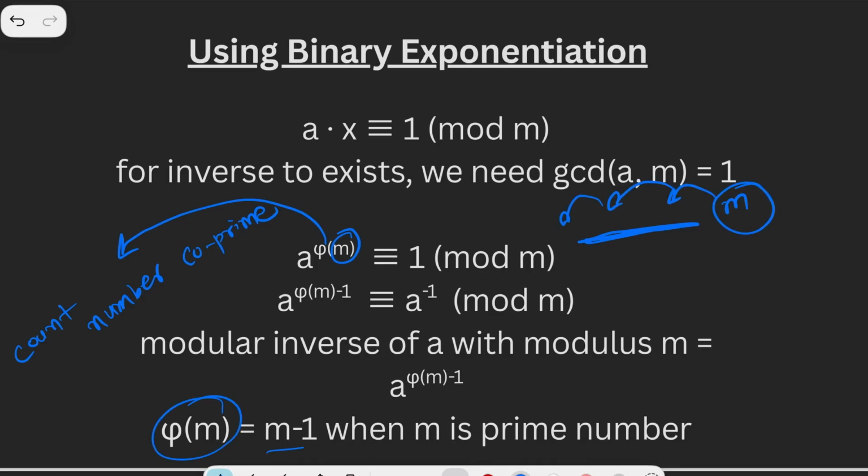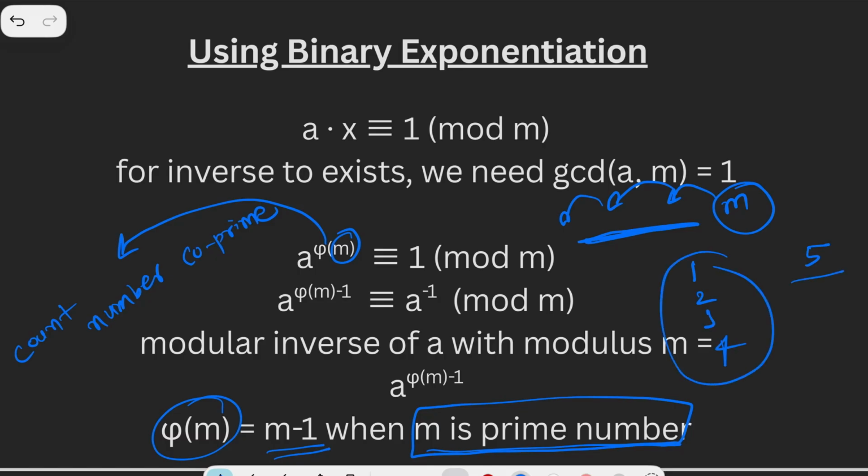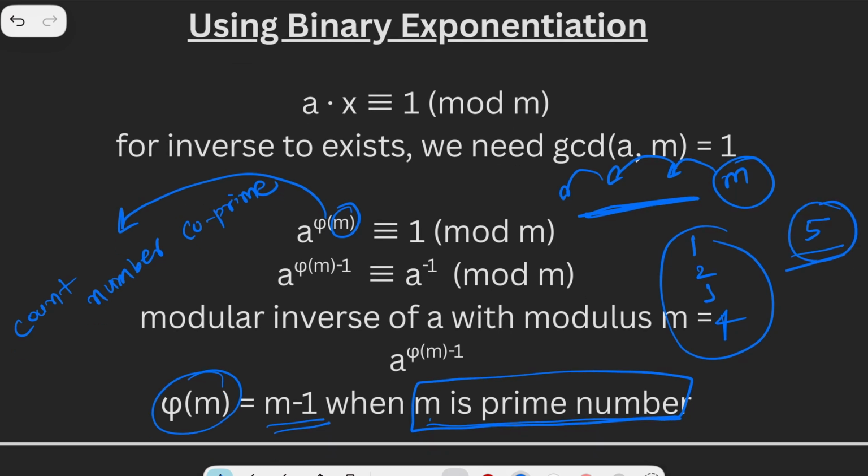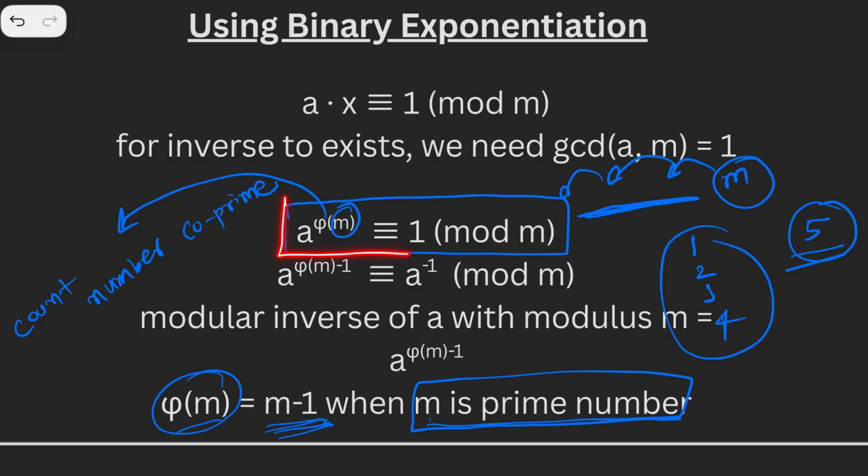So, phi of m is m minus 1 when m is a prime number. This is a very important observation that we have here. See, for the number 5, right? There are exactly 1, 2, 3 and 4, and all these numbers are relatively prime to 5. Why? Because 5 itself is a prime number. So, if m is prime, then phi of m is going to be m minus 1. This is the property that we get from the Euler totient function.